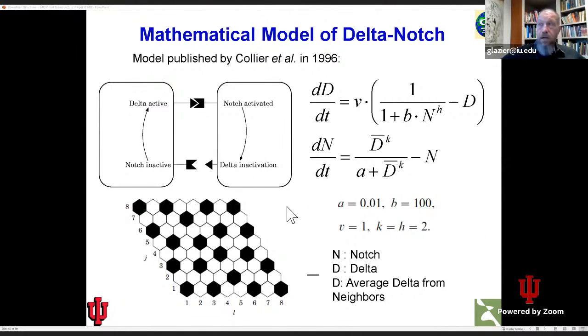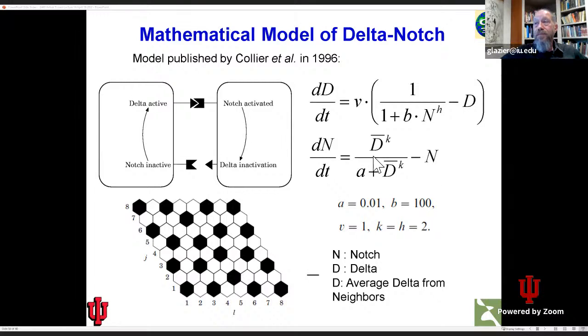Now, the actual pathway is a little bit complicated, but there's a simple model by Collier, which just has two components. Every cell has delta and every cell has notch. Delta is produced at a rate that decreases as the amount of notch goes up. That is, notch inhibits delta. If I were being consistent, my arrow would be a T arrow here rather than a pointy arrow, but I'm copying from the published paper. It doesn't use the right notation.